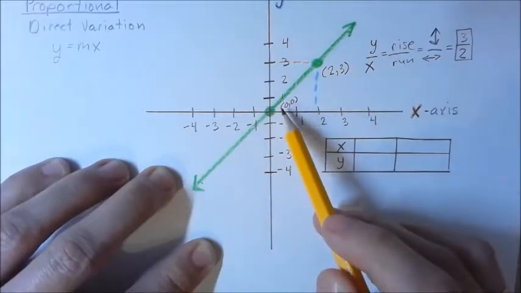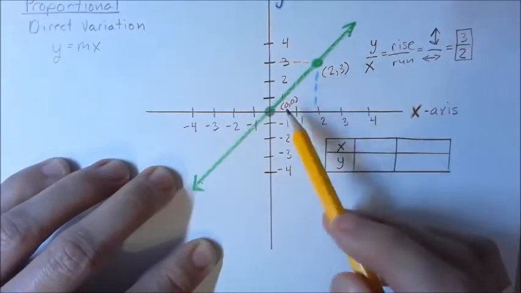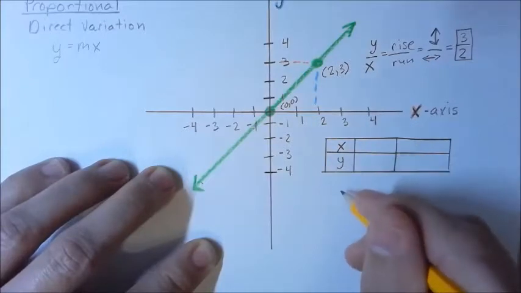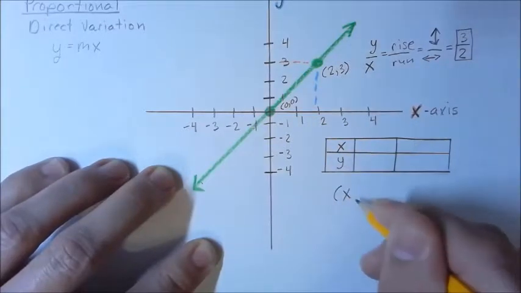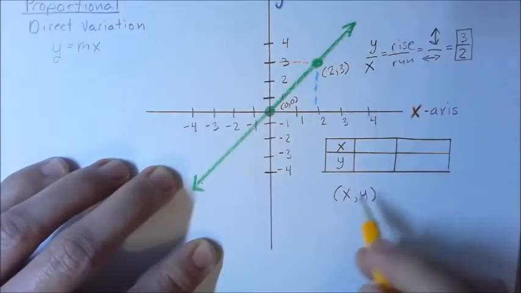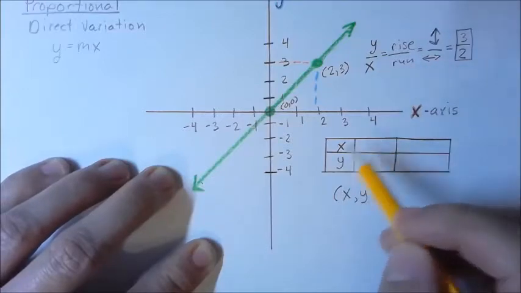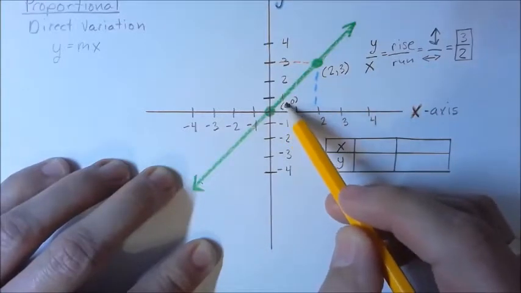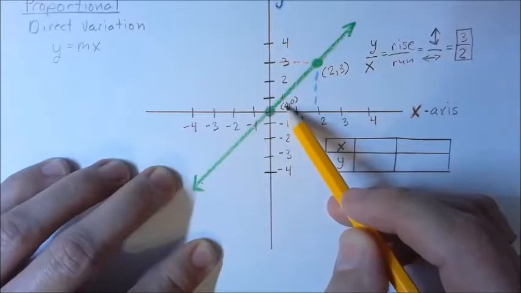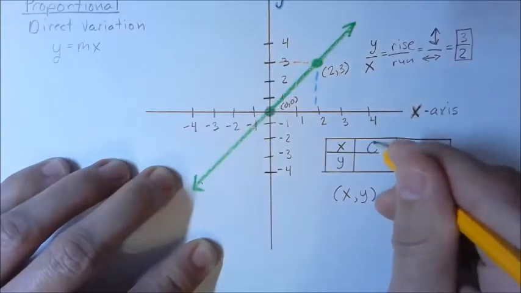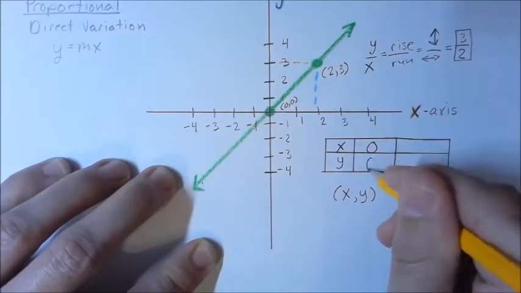Now if you're wondering how I put those points in order, I know most of you know this, but just in case, when we write an ordered pair, we always put our x value first and our y value second, just like that. So let's go ahead and fill these in. It's going through the origin, so my x value is 0 and my y value is 0.